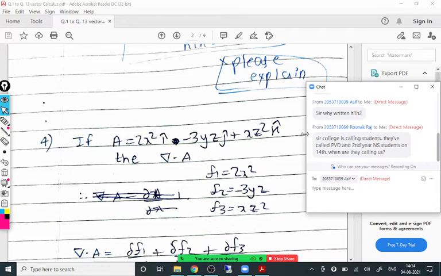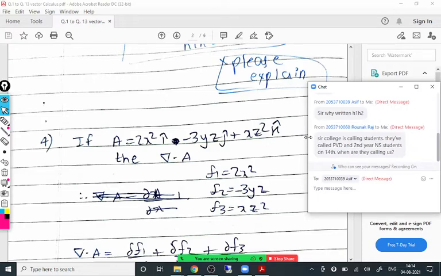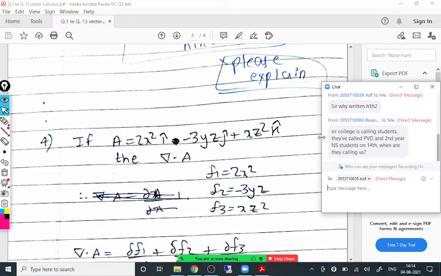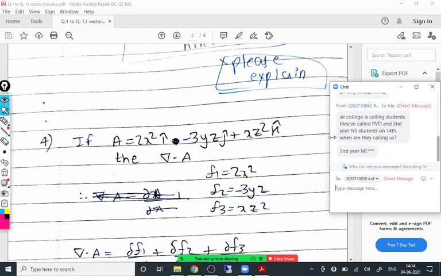Raunak is asking, so college is calling students. They have called PVD and second year NS student on 14th. When they are calling us, obviously the priority will be first, third year, then second year, then first year. Okay, yes, you will also be called. Don't worry. I think half of the batch already called, na?